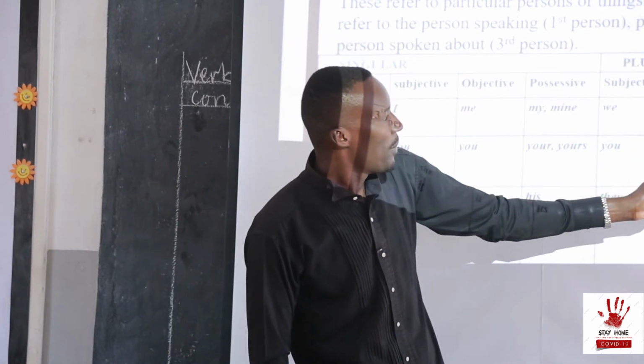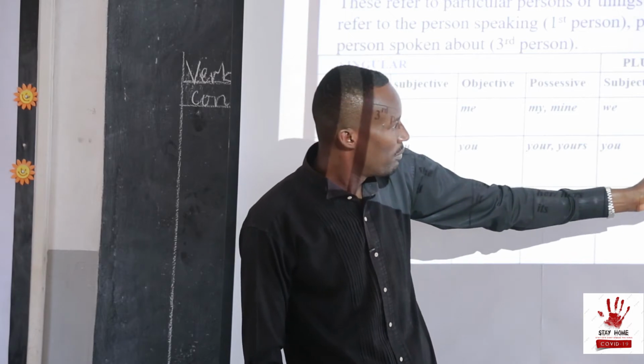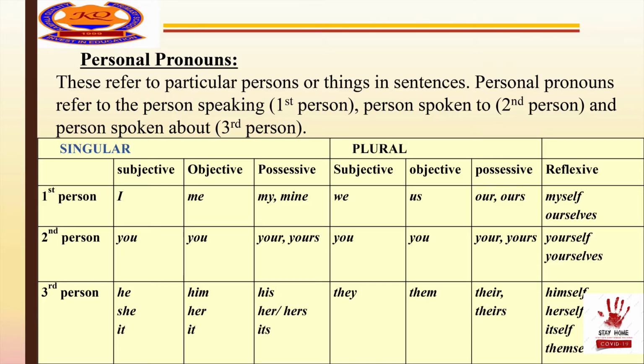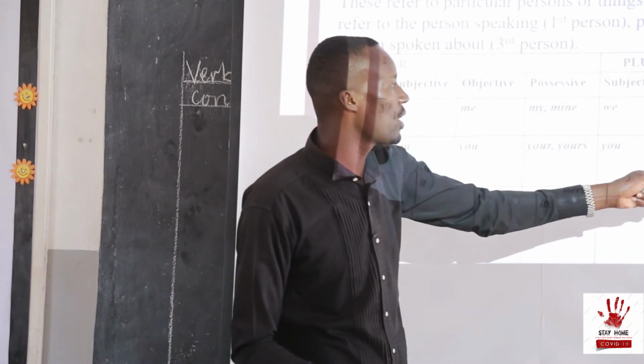Then the possessive plural is our or ours. I say, this is our car. This car is ours. It belongs to us. So the possessive plural is that.